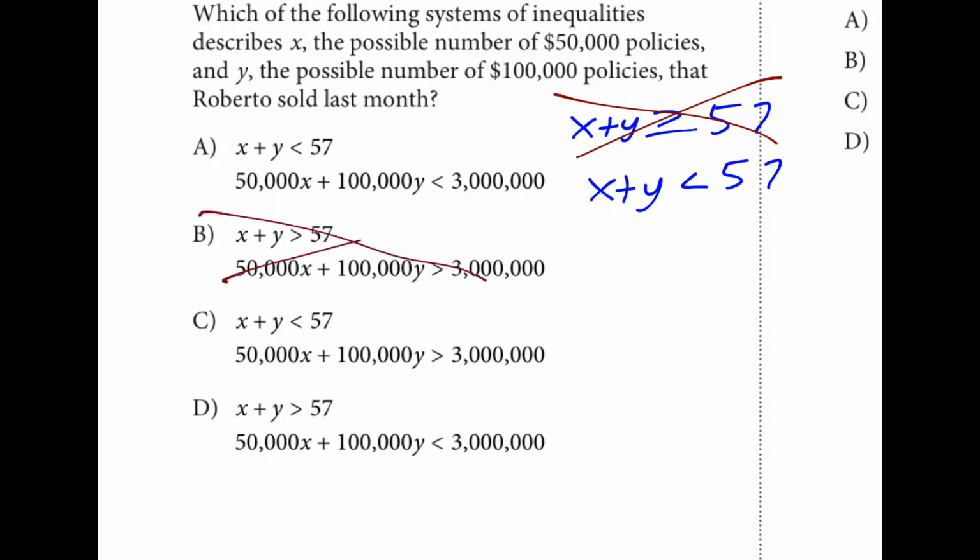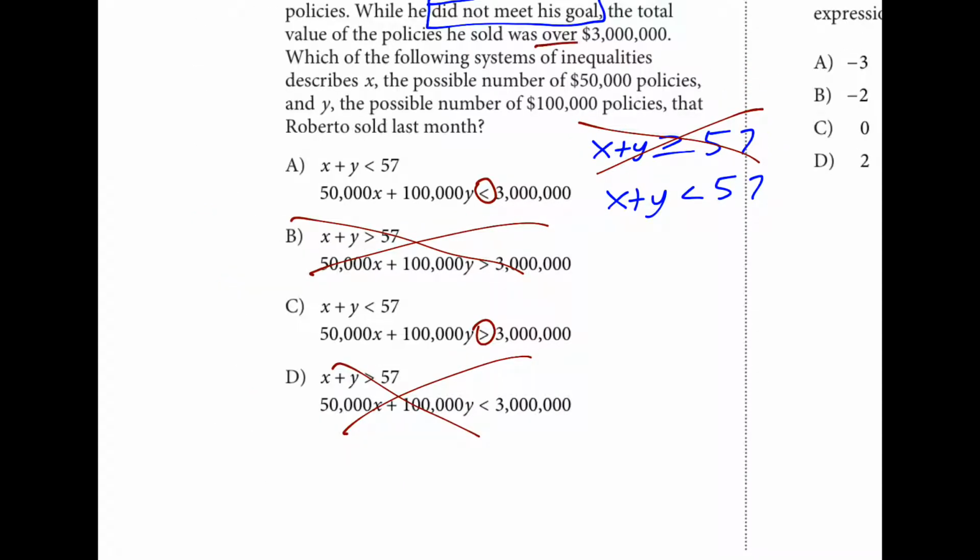So we can cross off B and D, actually. And then the only difference is less than 3 million or greater than 3 million. And they tell us right here, over 3 million. So that's why C is the best answer.